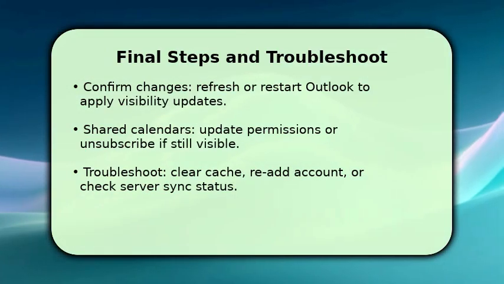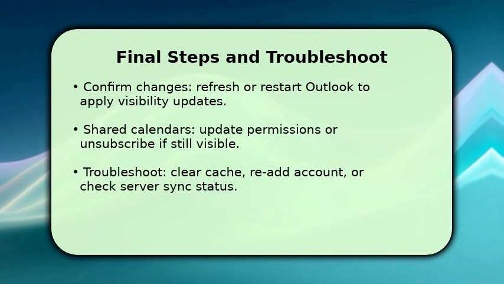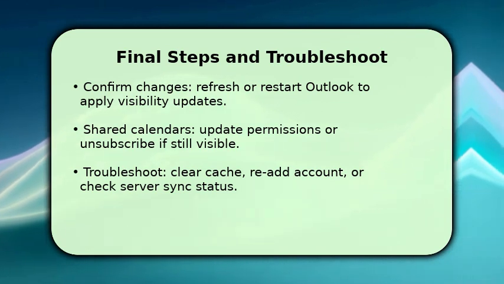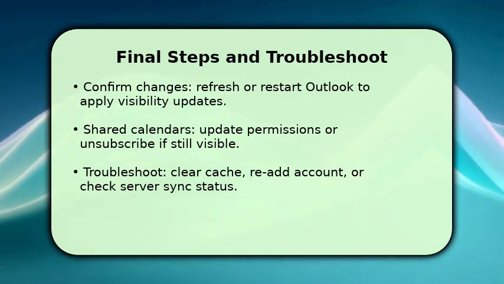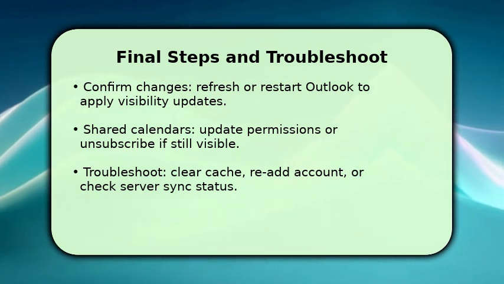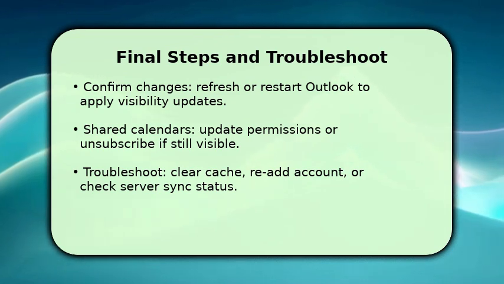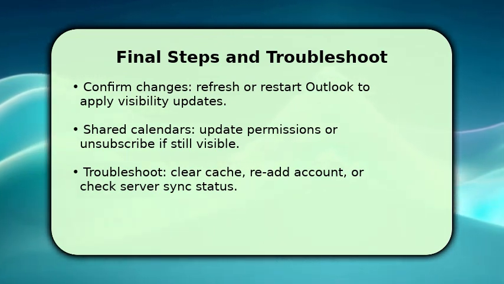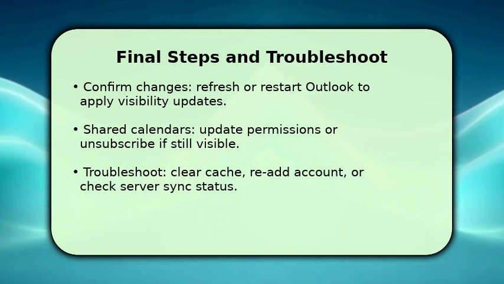Finish by confirming your changes. Refresh the calendar view or restart Outlook to ensure visibility updates apply correctly. If a shared calendar remains visible, check and adjust sharing permissions or unsubscribe entirely to stop receiving events. Once done, verify on mobile or web to confirm consistency across devices. If things go wrong, clear the Outlook cache, re-add the account, or check server sync status. These steps resolve most lingering visibility issues and get you back to a clean calendar view quickly.